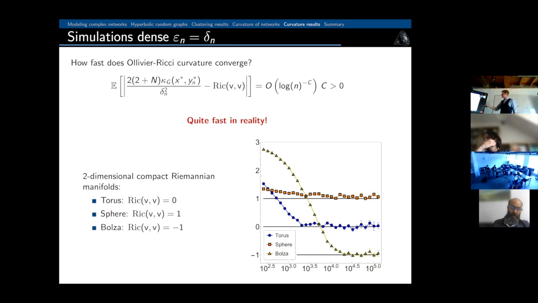And you can see some interesting things, right? Such that the Bolza surface really takes a longer time to converge than, for instance, the sphere. But the sphere is already better than the torus, which was somehow surprising to us. And then we said, okay, this is for the dense case. But now let's go beyond what we can prove and look at the sparse case.